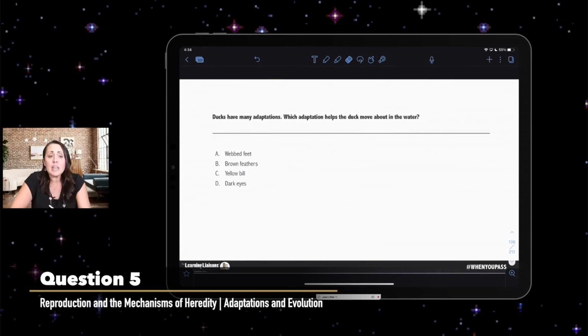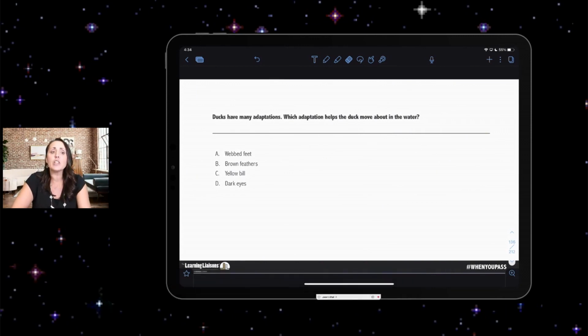It says ducks have many adaptations. Which adaptation helps the duck move about in the water? Do ducks need webbed feet, brown feathers, yellow bill, or dark eyes? Well, I think you'll see that if you're talking about moving about in the water, webbed feet is going to be your best way to move about in the water. The brown feathers aren't going to help you. The yellow bill is not going to help as well, and dark eyes either. So webbed feet is going to be the adaptation that a duck needs to move about more freely in the water.